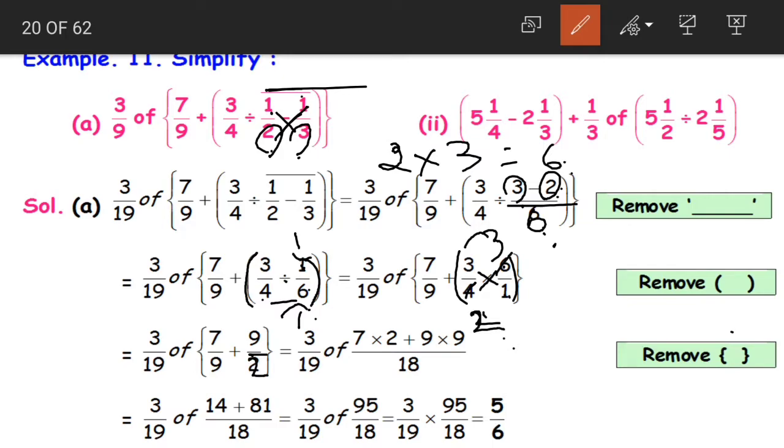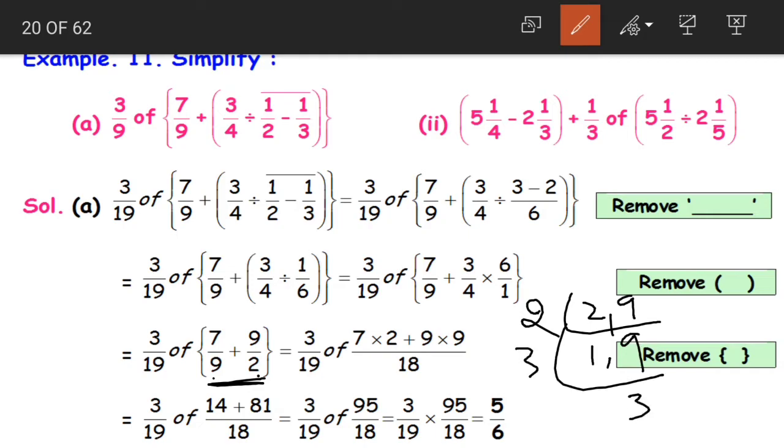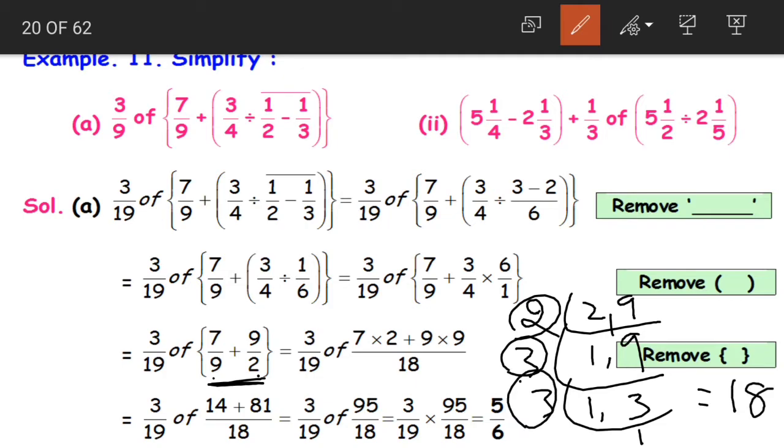Now next comes our curly brackets. Yes, in the curly brackets we have 7 by 9 plus 9 by 2. What do we have, students? 7 by 9 plus 9 by 2. Now here 9 and 2 are not prime numbers, so we need to find out their LCM. 2 and 9. 2 ones are 2, 9 as it is. 3 threes are 9. Again 3 ones are 3. So the LCM becomes 2 threes are 6, 6 threes are 18. LCM becomes what, students? 18.